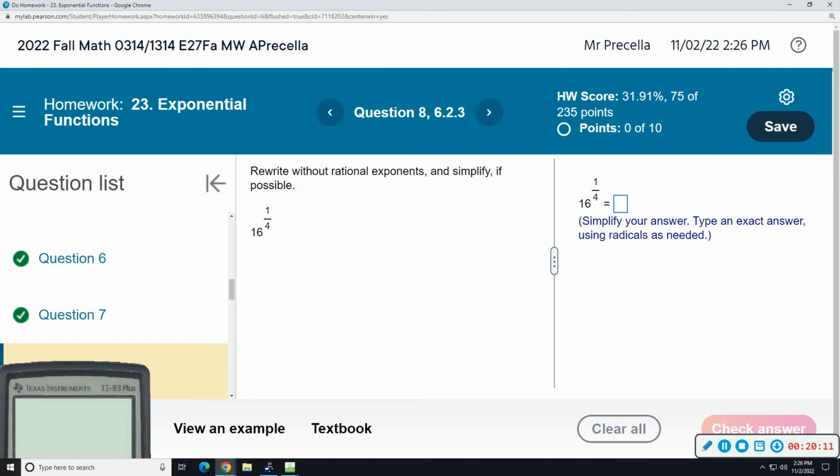Rewrite without rational exponents and simplify if possible. This one you can probably simplify because there's numbers in it. On problem 7, there wasn't a number, it just said x. You couldn't do anything with it. Number 8. 16 to the 1/4 power.